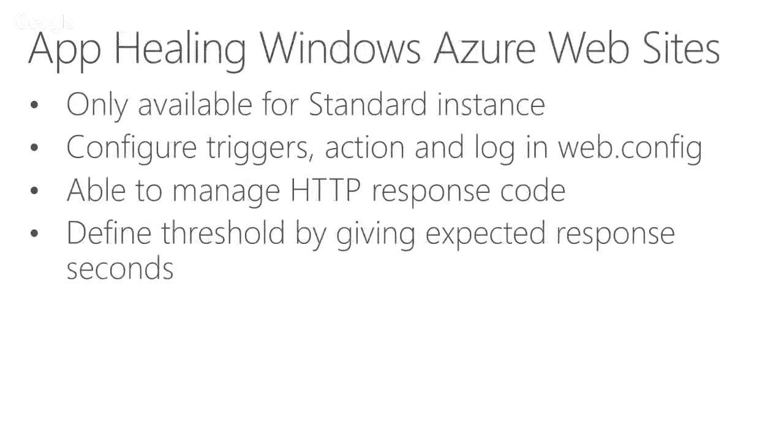And if you think about this, unfortunately, the app services feature is only available for standard instances, because if you're on shared or free, unfortunately, you don't have these features. So I'll share with you how I actually do this. What you have to do is go to configure the triggers, actions, and logging. You're able to do logging in the web config. So you have to modify your existing web applications to support these particular functions, right?